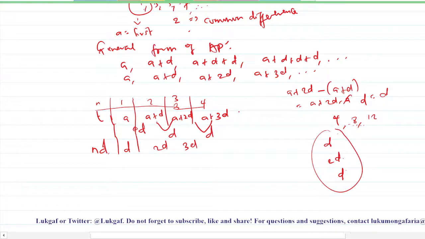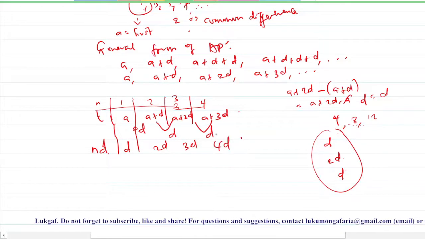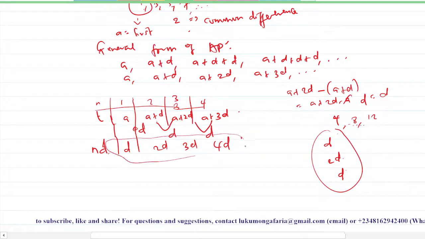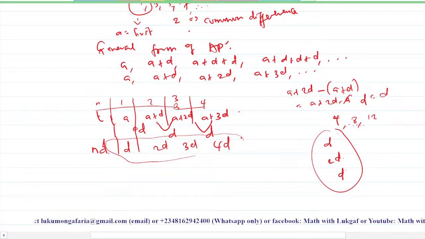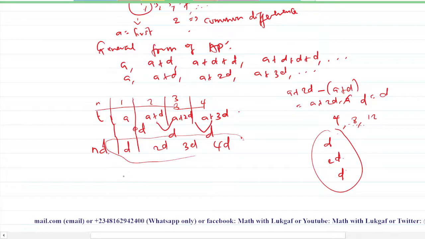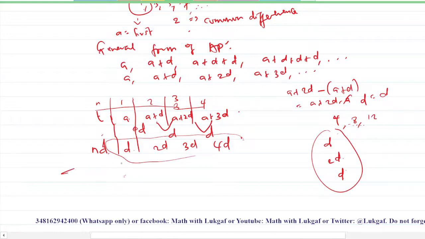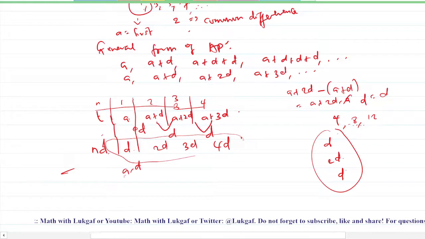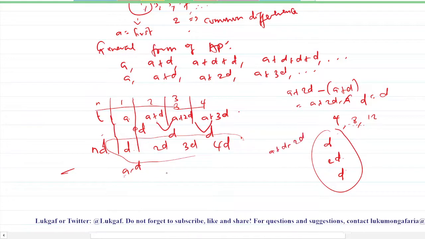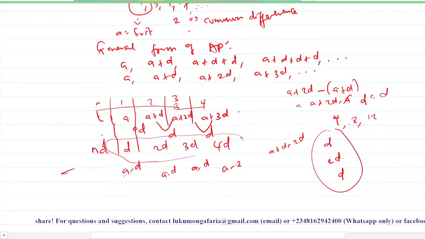Then after that, you subtract from the general term here. You understand? That is the general term and the terms you were given. So in essence, this will now give me A minus D. Then A plus D minus 2D will also give you A minus D. A plus 2D minus 3D is also A minus D. Then this is also A minus D.